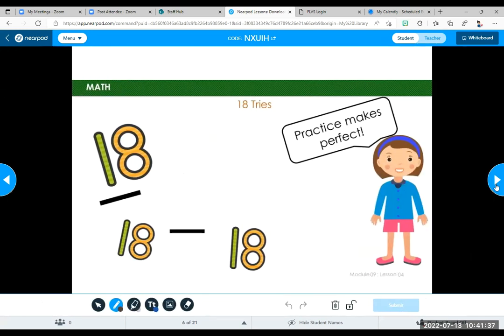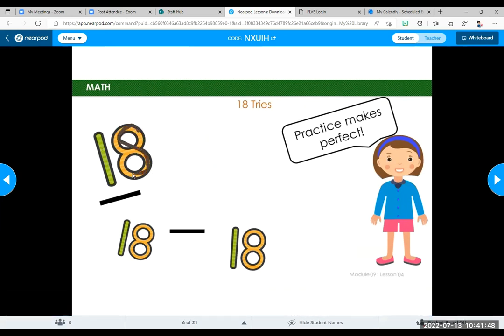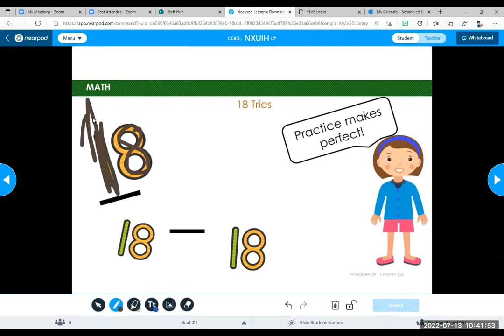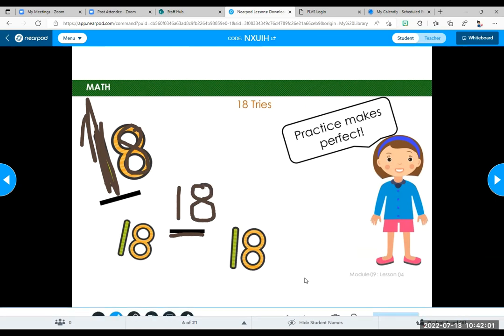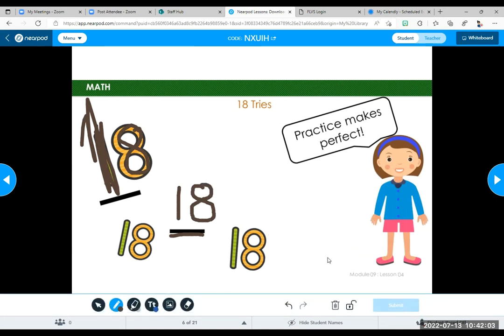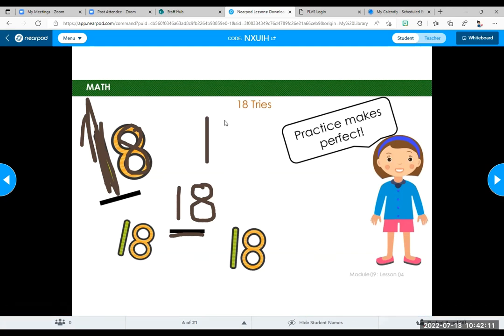If you log into Nearpod and you can write on the screen, you can write the number 18. Look at that. 18. Because it has a 10. This is a 10. So you have this little line right here, and all you have to do is write the number. Oh. 18. Wow. Yeah. So you can practice on your own. You can use a piece of paper too, un papel y lápiz, and you can just write 18.